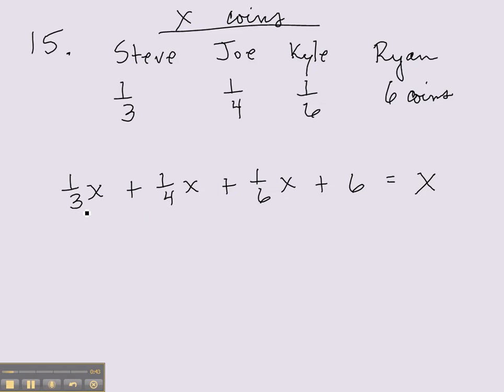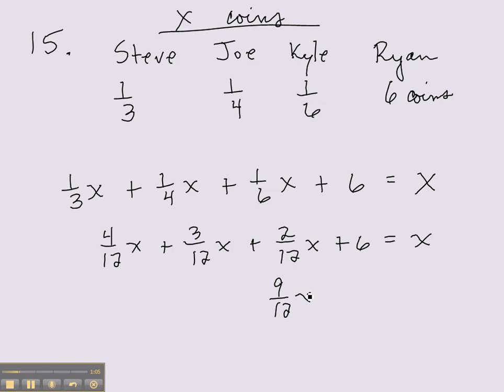Now we need a common denominator. Here I think I'll use 12 for my common denominator. So this is 4/12 plus 3/12 plus 2/12, which is 9/12. Well, 9/12 is 3/4, so if I subtract 3/4 from both sides, 1x minus 3/4 x is 1/4 x. So there were 24 coins in the bag, C.